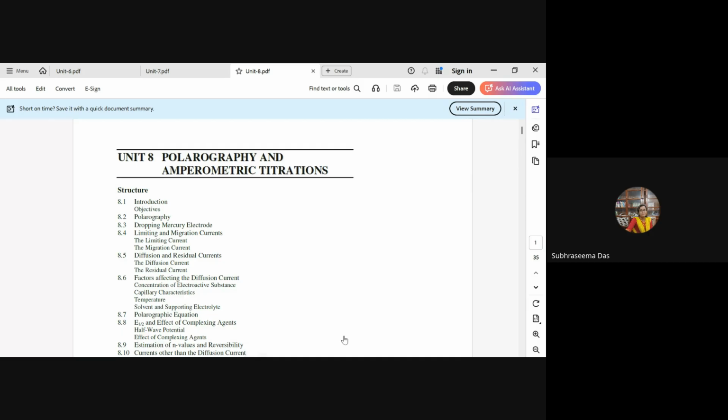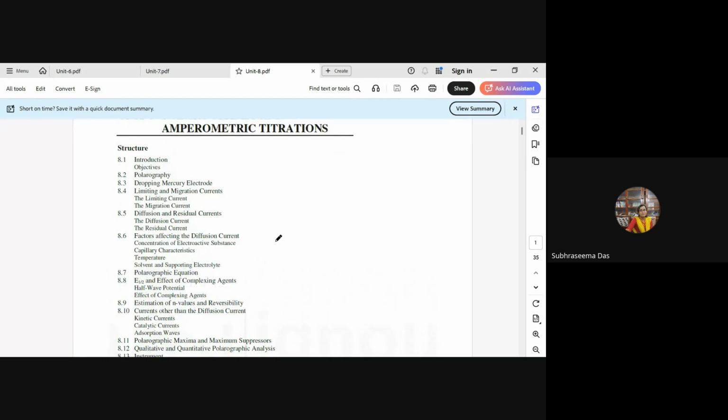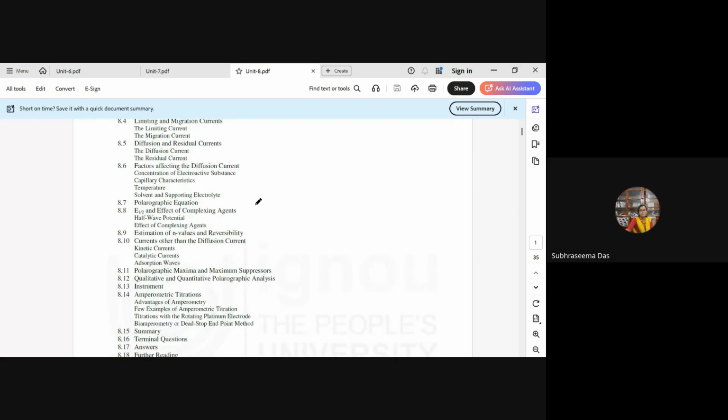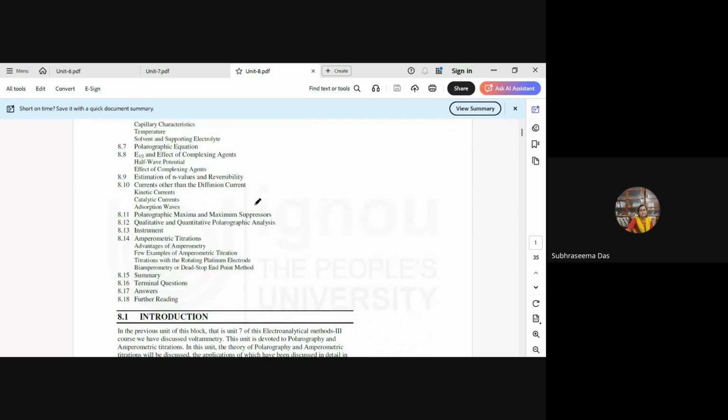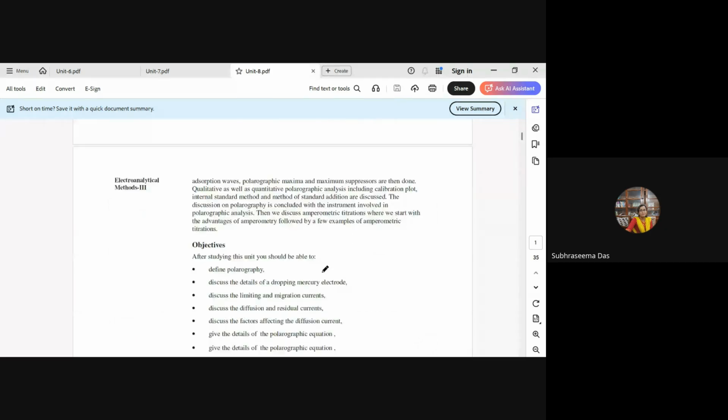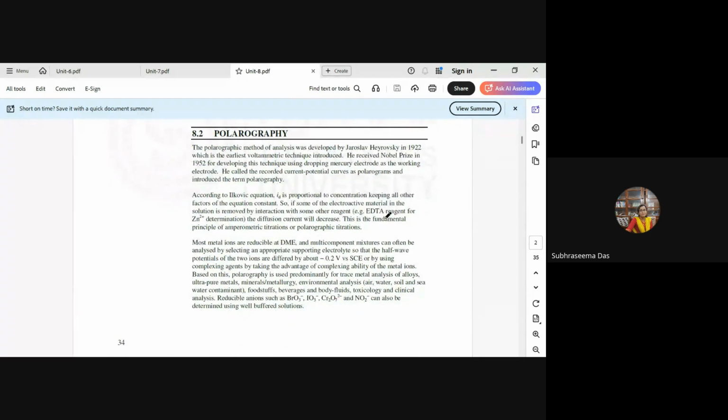So the next unit deals with polarography and amperometric titrations. The contents of this unit are the introduction to polarography, the different types of electrodes, the factors that affect the diffusion current, residual current, the polarographic equation, the estimation of the n values, the polarographic minima, maxima, quantitative and qualitative polarographic analysis, and the different types of amperometric titrations. So first, we'll start with the definition of polarography.